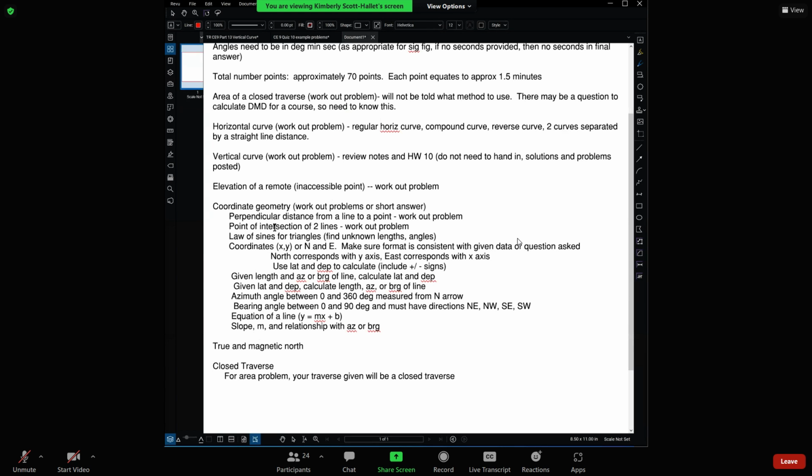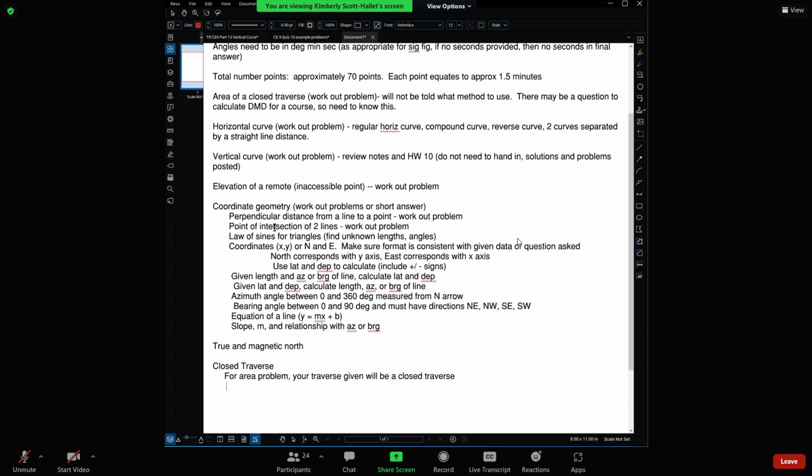Okay, so for your area problem, the traverse I give you will be a closed traverse, because the last thing I want to happen is to have a student close a traverse, close it incorrectly, and now all of a sudden their area is incorrect because the previous part was incorrect. So for your area problem, that traverse will be closed.